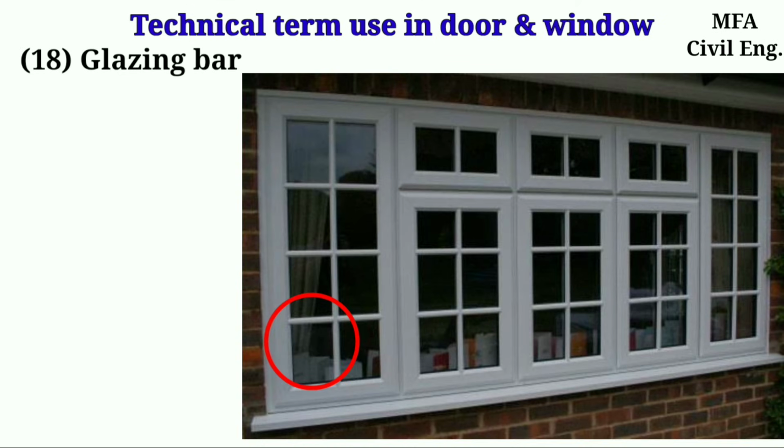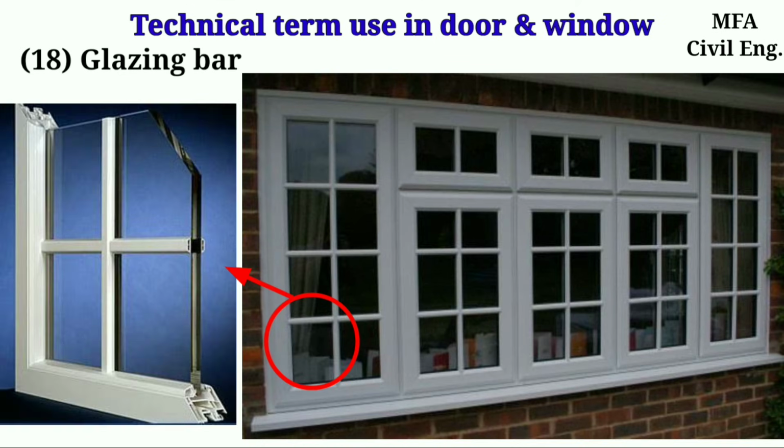Glazing bar is a special type of frame made of a light section and designed to carry glass fitted in a shutter.